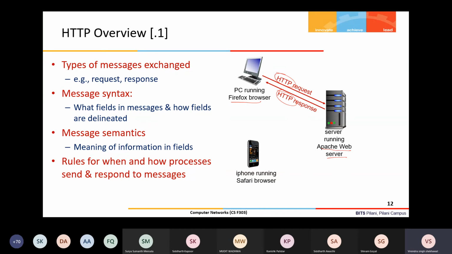Similarly, network applications also use some protocol. Basically they decide what types of messages will be exchanged. For example, in HTTP there is a request message and a response message. These two messages need to be defined. Then what is the syntax of the message, meaning what will be there in that message. I will show you the complete request message format and response message format, what the other fields are, and how the information is delineated in a number of fields in the request message and the response message.